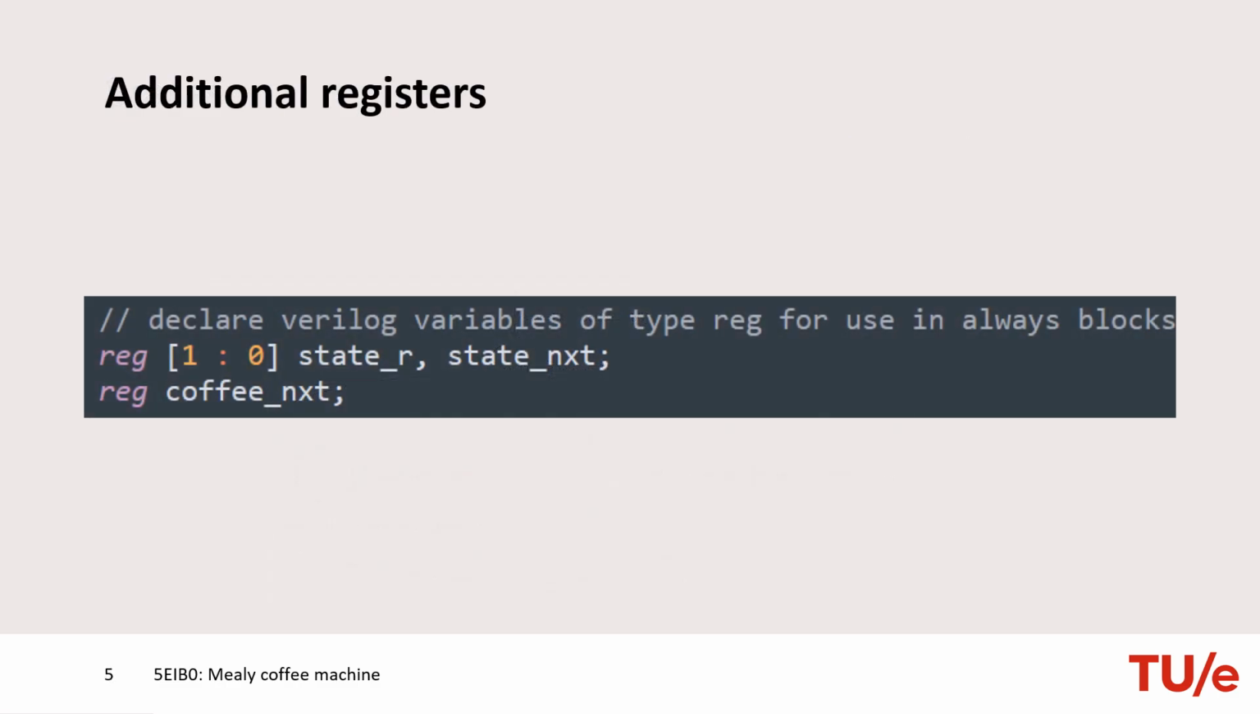Furthermore, I make some additional registers. One of the 2 bits wide registers is the state, because we have 3 states, and if you count in decimal, you have state 0, 1, and 2, so you need 2 bits for this. And coffee next is going to be your output, which is determined inside the always star block, which I'll also show in a bit.